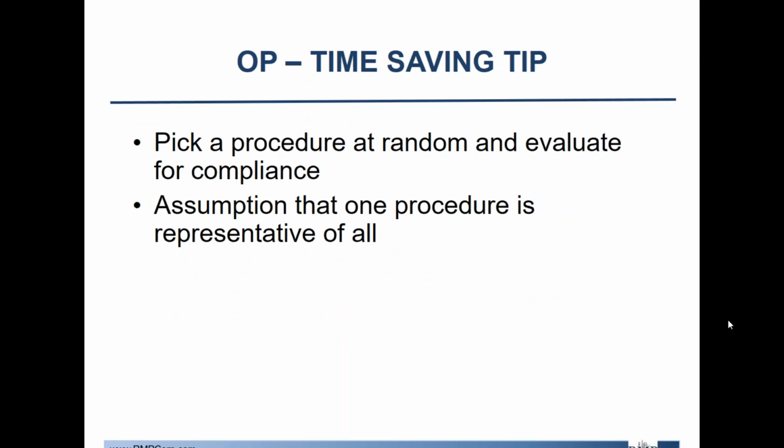So for some time-saving techniques for checking the operating procedures during the compliance audit, you have to pick a procedure at random and evaluate for compliance. There's not going to be enough time to go through all the procedures, so just pick one, ask the operator how they do it, ensure that the two are synchronized. And then from that, you can assume that procedure is representative of all.